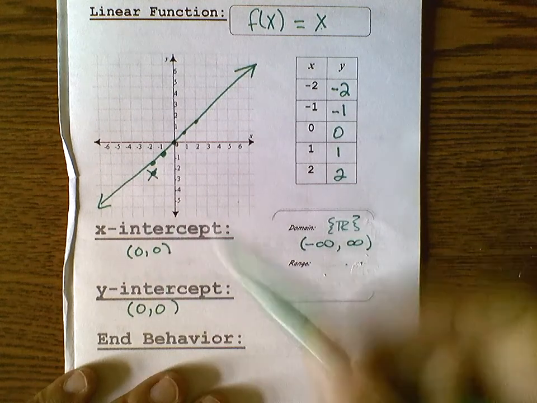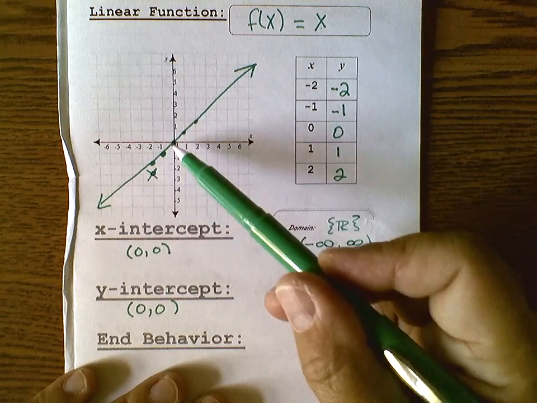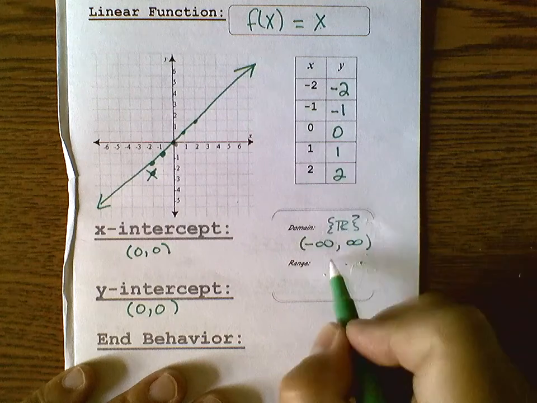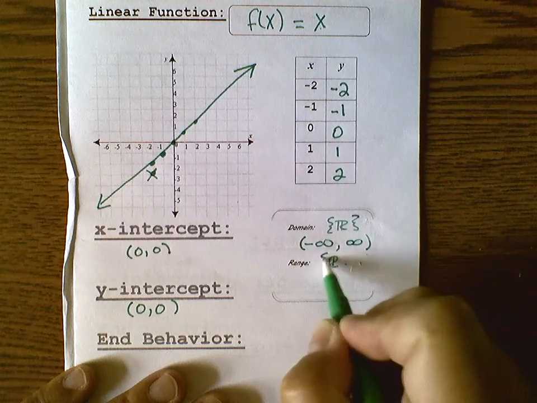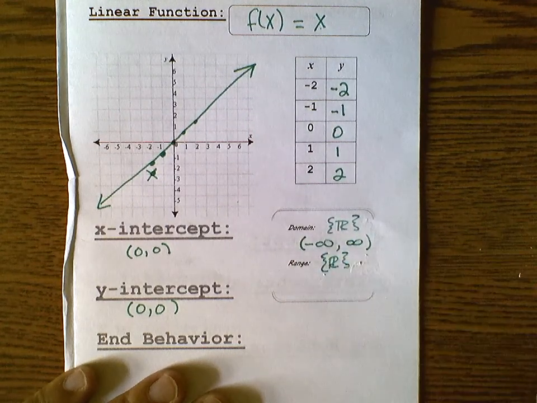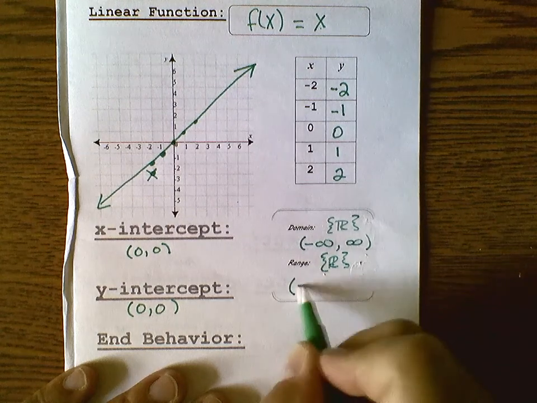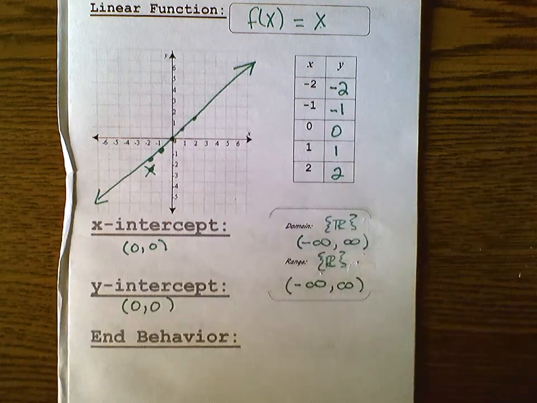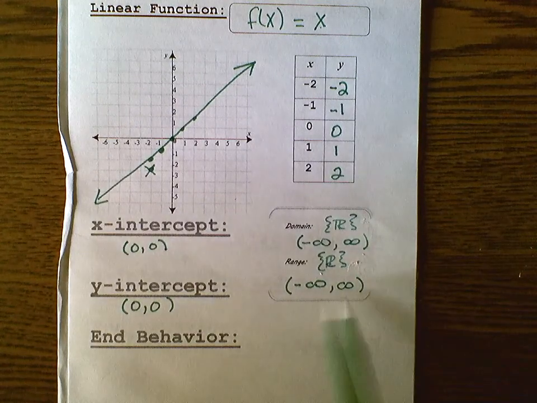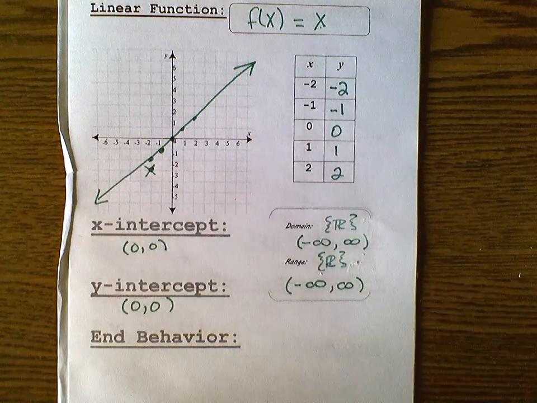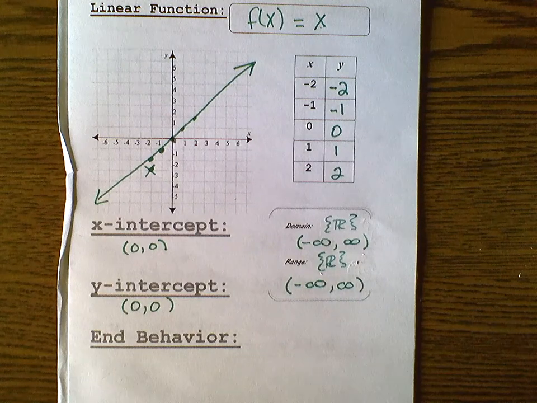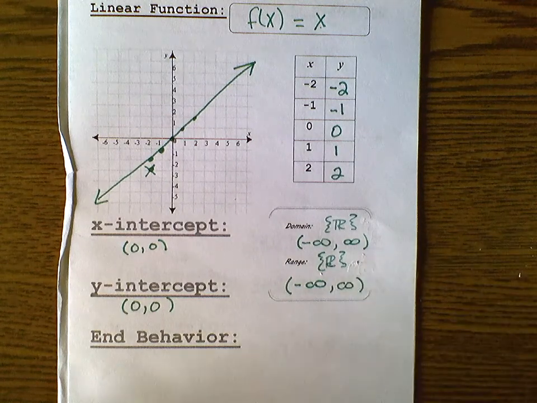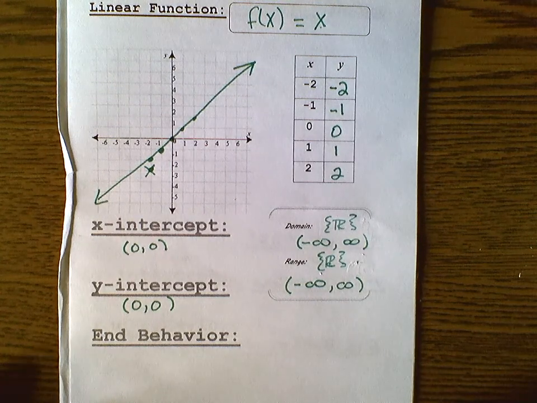Then for the range, the same thing happens. It goes down forever and up forever. So that's all real numbers in set notation, or in interval notation, it's from negative infinity to positive infinity. For most of class, I use interval notation, but if you choose to use set notation, that is fine, but you need to recognize both.